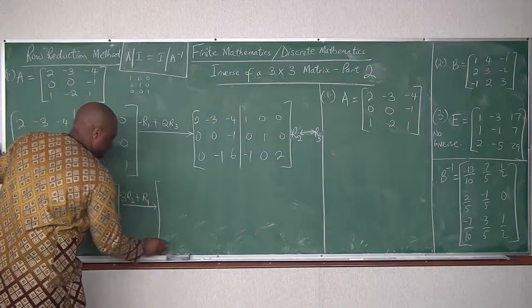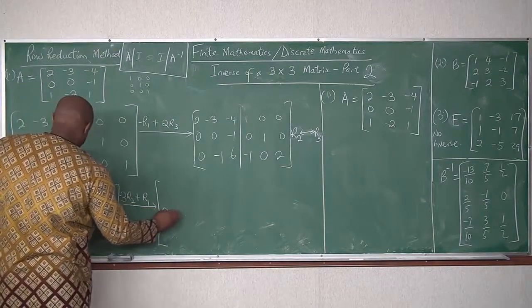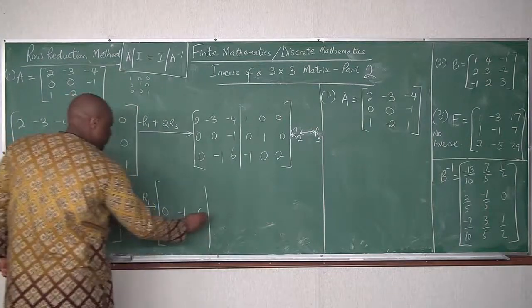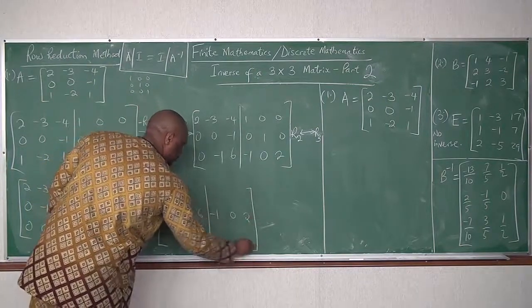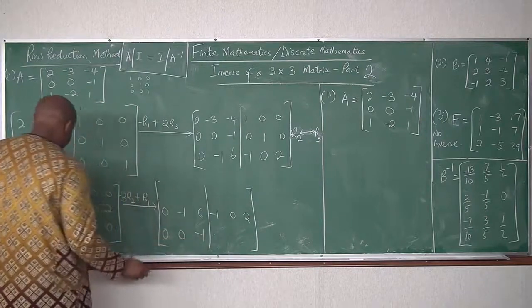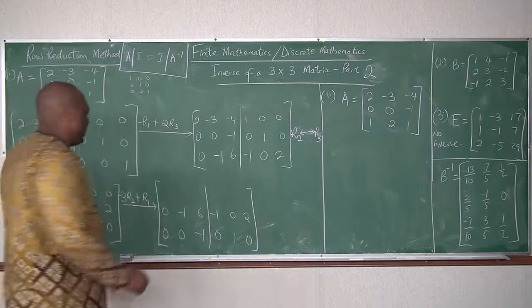So which rows do not change? Row 2 and row 3. So we write them first. 0, negative 1, 6. Negative 1, 0, 2. Then 0, 0, negative 1, 0, 1, 0. Alright, so these guys change.